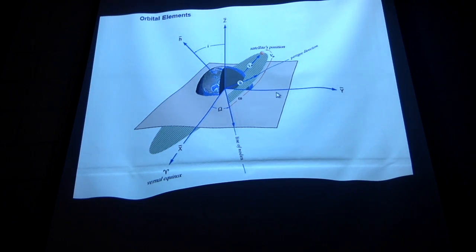The grey one is the equatorial plane. You understand what the equatorial plane is? It's the plane which passes through the Earth and slices it into 2 hemispheres. And that's the equatorial plane. You see the orbital plane? The hatched one, that's the orbital plane. Okay?